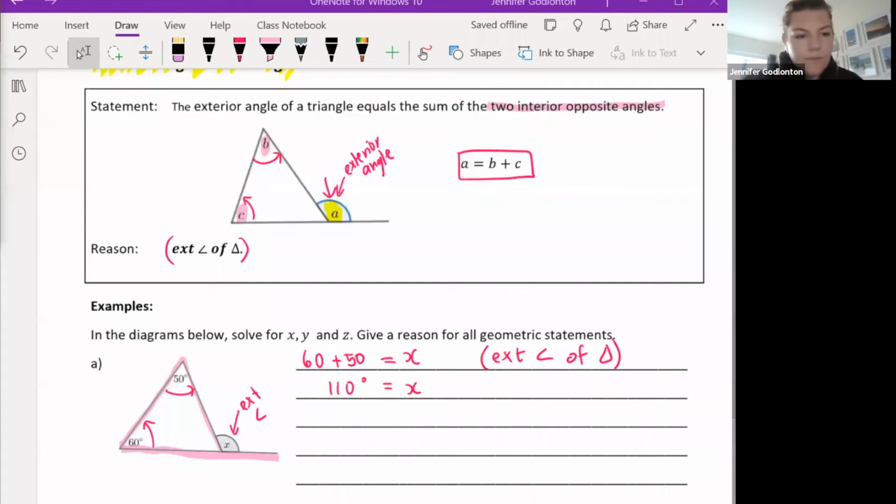Ma'am, I wanted to ask, what rule does everything equal to X? Just the two opposite interior angles when they're added together. Okay, okay, ma'am. Okay.